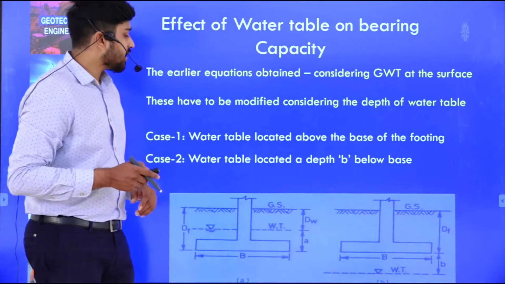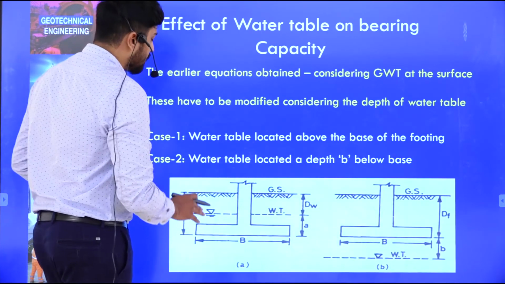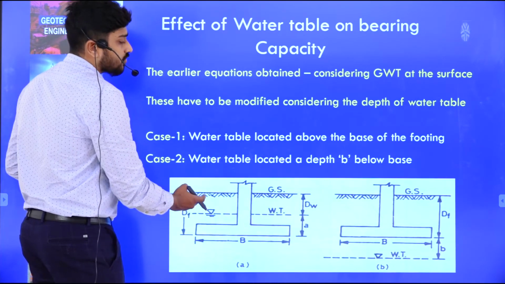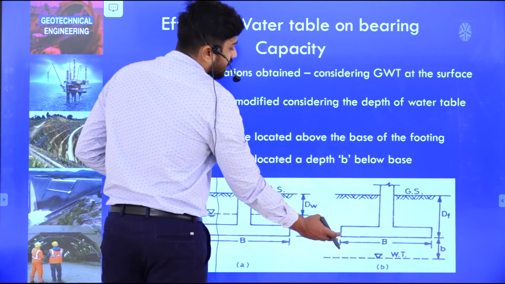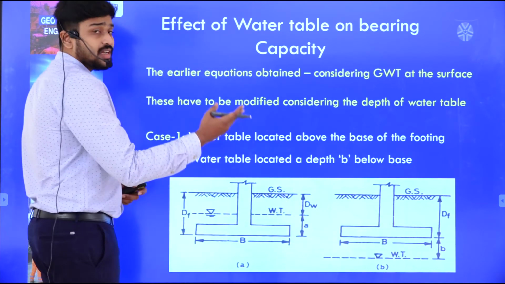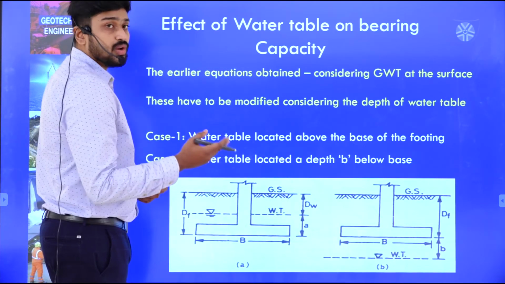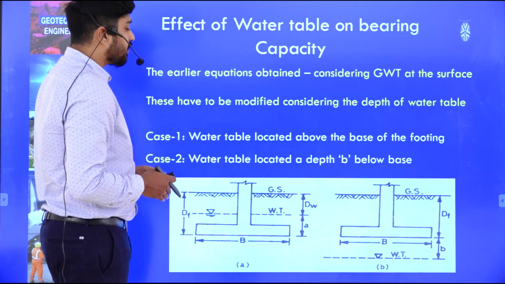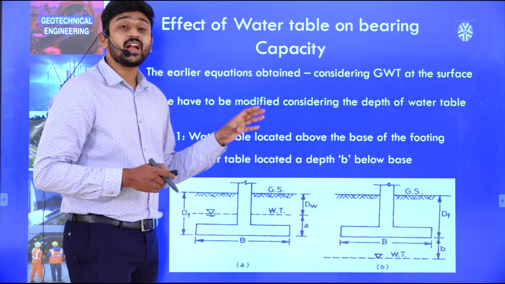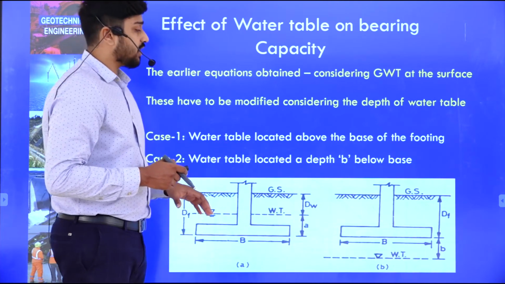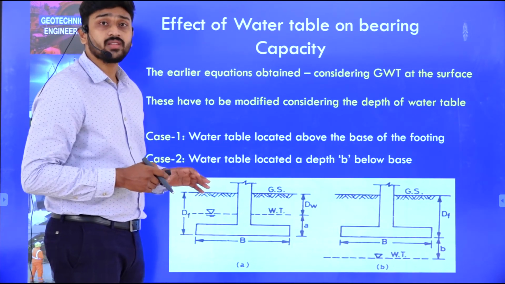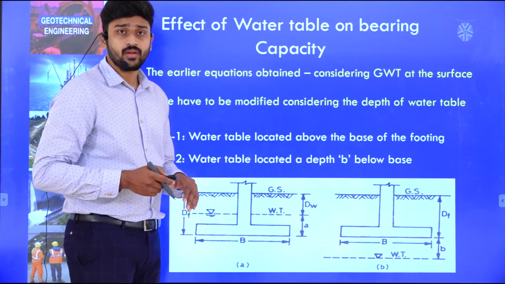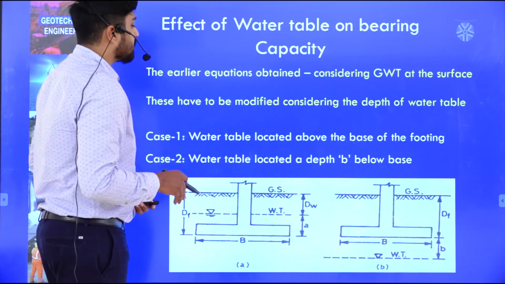If you look at this particular diagram, case A is for when the water table is above the base of the footing, and case B is when the water table is at a depth, say B, which is below the footing. For these two cases we will try to understand the change in ultimate bearing capacity as well as the other parameters, that is, the bearing capacity factors Nc, Nq and N gamma. Let us look at this in more detail now.